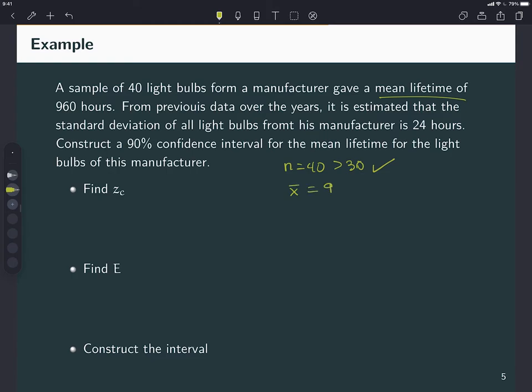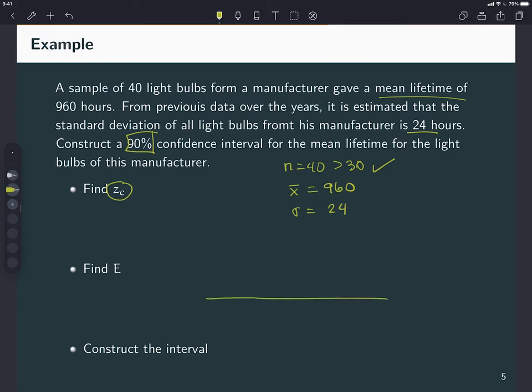X bar is 960. From previous data over the years, it is estimated that the standard deviation of all light bulbs from this manufacturer is 24 hours. That's going to be our sigma, or the population, right? So construct a 90% confidence interval for the mean lifetime for the light bulbs. So I need to find the Z. The Z is the value that leaves the middle 90%.